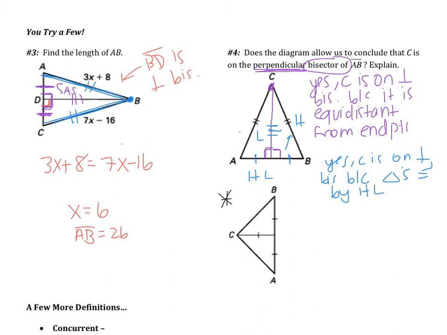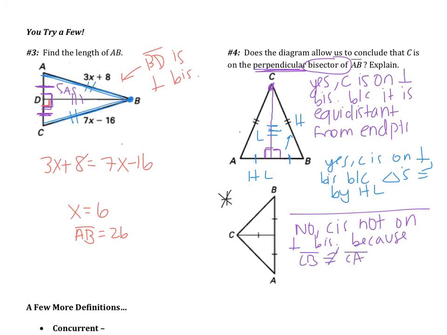Okay, let's see how we did. Now the first way I told you to think about this problem is to determine, is C equidistant from the endpoints of the segment? In this case, that means, is CA congruent to CB? So is C the same distance from A as it is from B? Well, we have no reason to believe that. Could that be true? Yes. Is it necessarily true? No. So in this case, we would say, no, C is not on the perpendicular bisector because CB is not congruent to CA. So C is not equidistant from the endpoints.